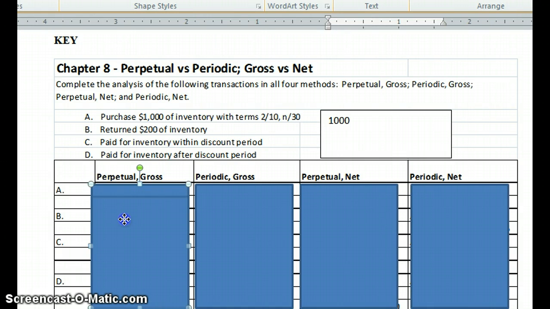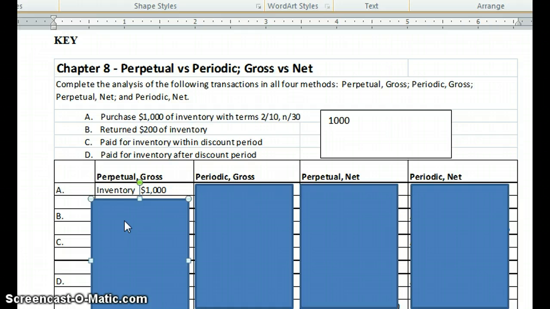Inventory. So I'm just going to slide this down here. There's inventory. And what is the credit? Oh, that's small, right? Accounts payable. You guys get 100. Notice we use the gross amount, which is 1,000.